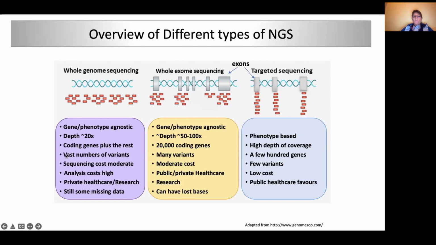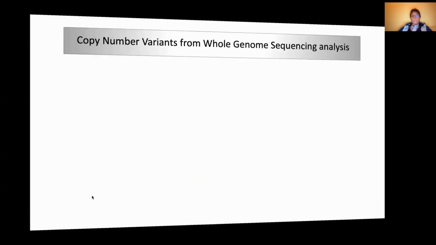Of course, you get vast numbers of variants because this is both the coding genes and all the rest of the non-coding regions. So although sequencing costs are still modest, the analysis costs are extremely high. Both private healthcare and research, which is well funded, tend to be the ones who use whole genome sequencing. And you must remember that you can still have some missing data.